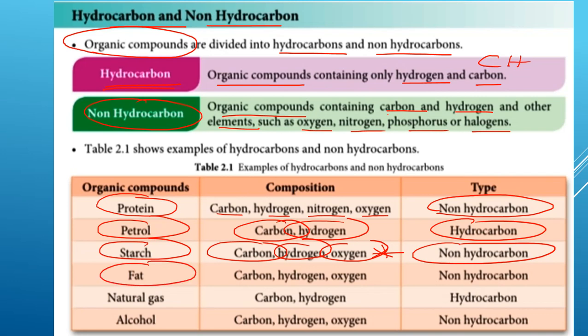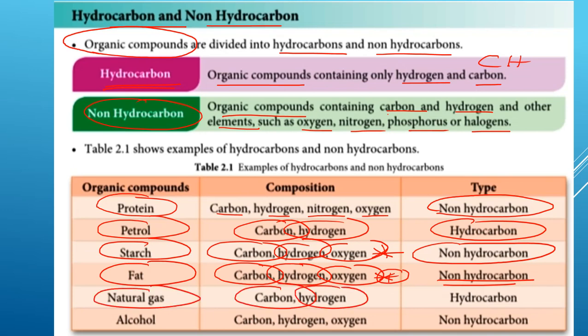Fat, its composition is carbon, hydrogen, oxygen. So there is oxygen. So non-hydrocarbon. Natural gas contains C and H only. So this is hydrocarbon. Alcohol contains C, carbon, hydrogen, oxygen. So this is non-hydrocarbon. Okay?